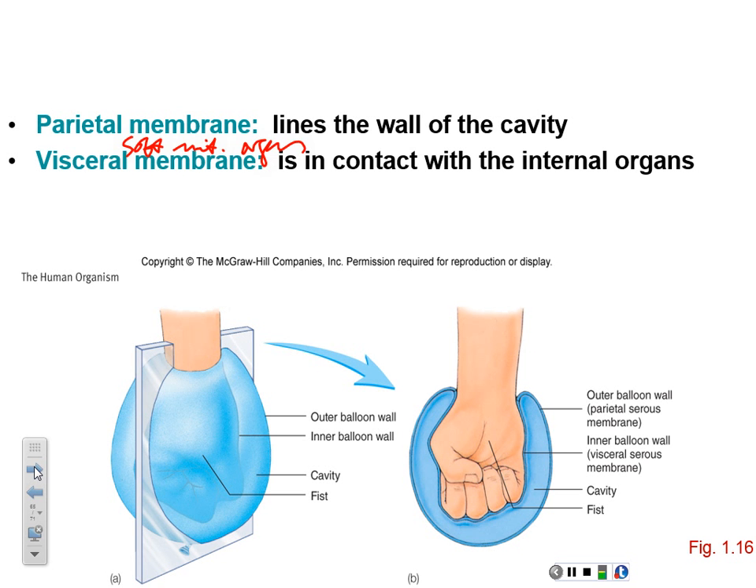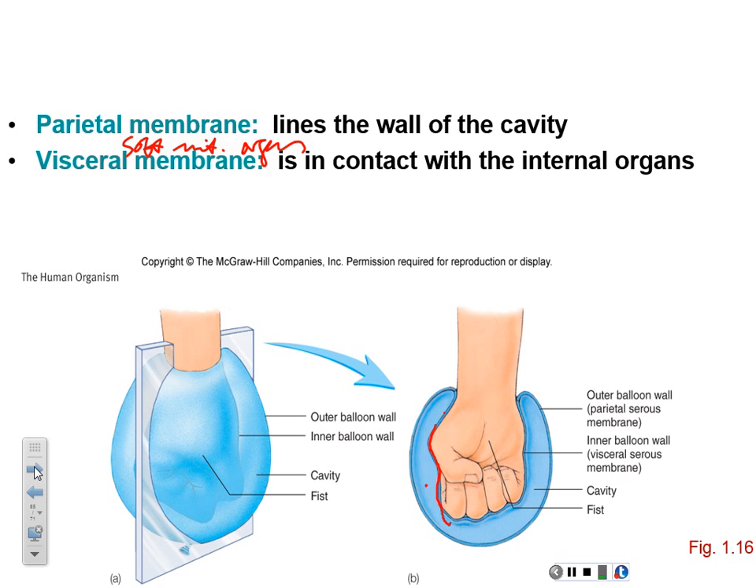And this gives a good example. If you take a balloon, you fill it with water, and you put your fist in there, you're going to have the cavity here containing the fluid, which we said is a lubricant. So the part of the balloon that we're calling the visceral membrane is in close contact with the organ. The organ will be the fist here. And then the one on the outside is the parietal membrane. And all the organs are like that.